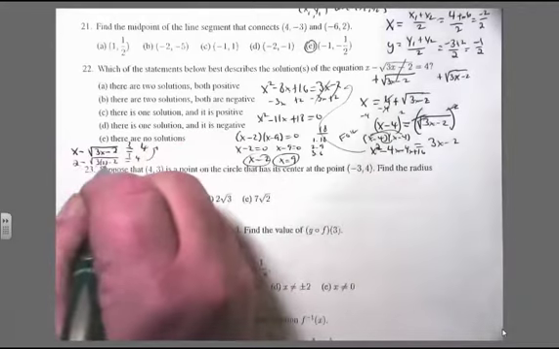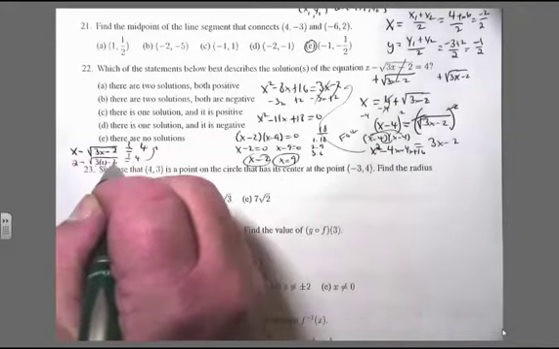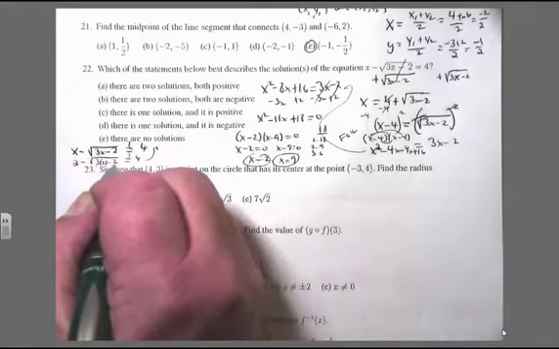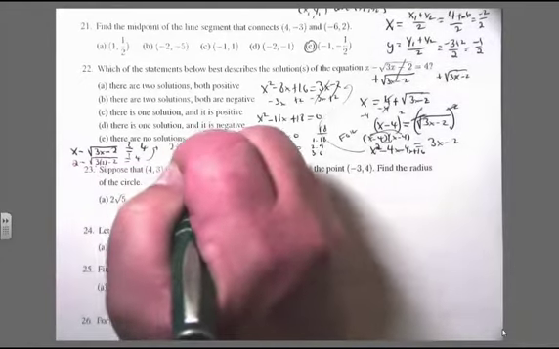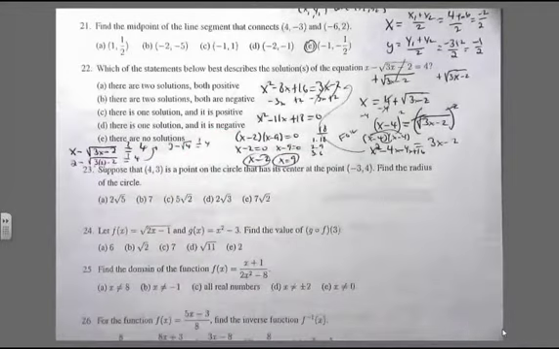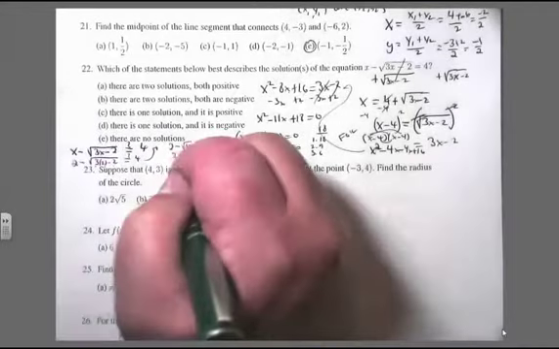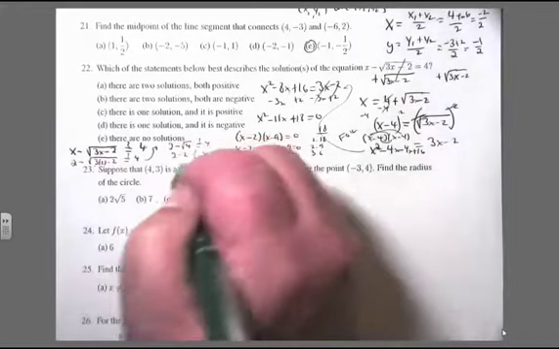3 times 2 is what? 6. Minus 2 is 4. So I'm left with 2 minus the square root of 4. Does that equal 4? What's the square root of 4? 2. What's 2 minus 2? And does that equal 4?